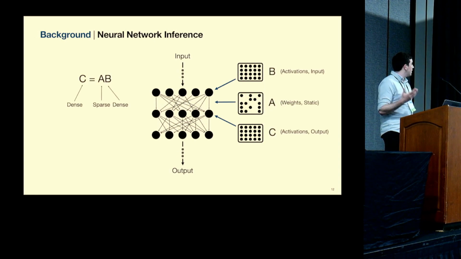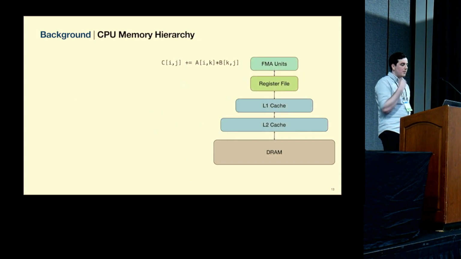And in the pruned case, this actually becomes a sparse matrix multiply, where we have a sparse weight matrix A, where the zeros represent connections that have been removed, getting multiplied by a dense activation matrix B, resulting in a dense activation matrix C, also known as SpMM. So when it comes to optimizing any kind of matrix multiplication, the key challenge is to adapt it to the memory hierarchy of your device.